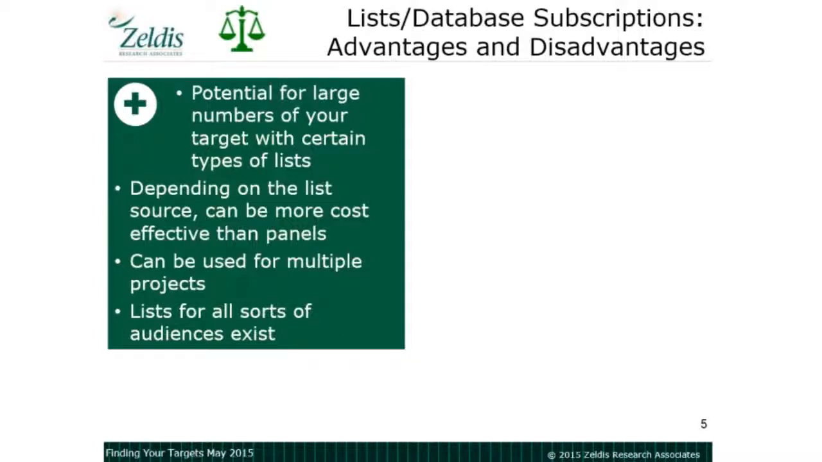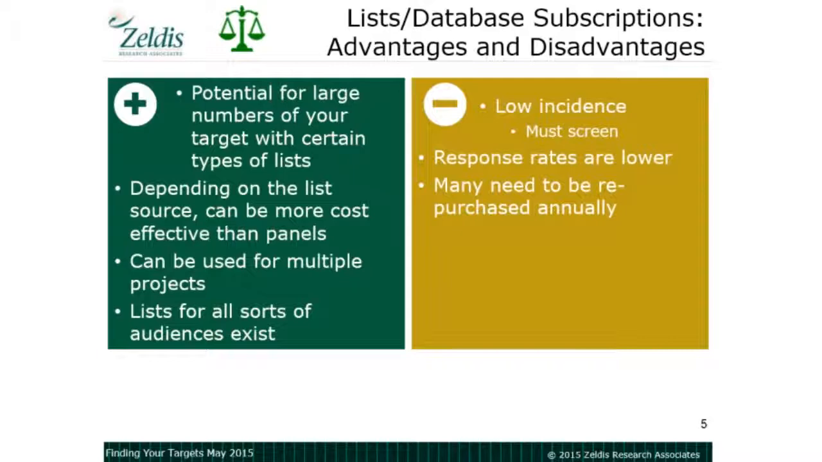Some of the disadvantages: really, it's kind of a numbers game when you're working with these lists. I mentioned that there could be a large number on the list, but one of the things we frequently see with these types of lists is that they're very low incidence and the response rates are very low. So you could have a huge number, but you're going to get a low response rate, and a lot of the people on the list might not be the right people.